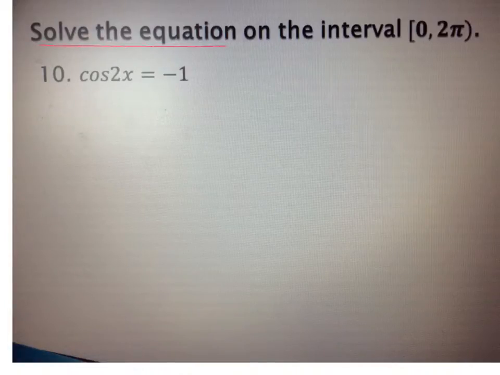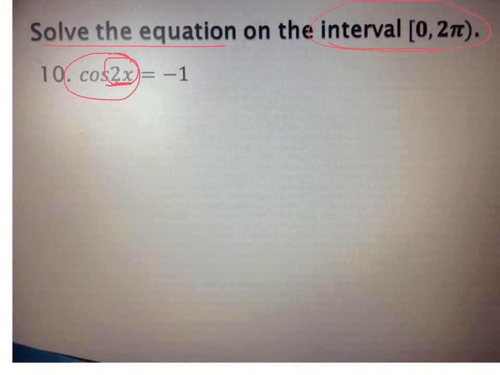We are solving this equation on the interval from 0 to 2 pi, but not including 2 pi. The first step is to isolate our trig function. Right now it's already isolated. That 2 we can't get out. That's a double angle, so that's part of the angle.